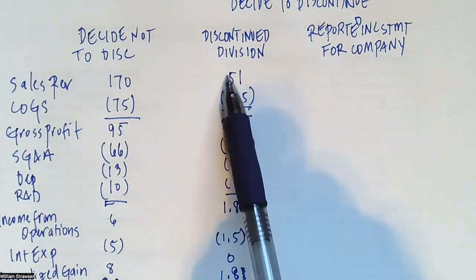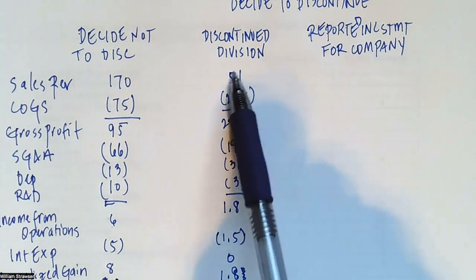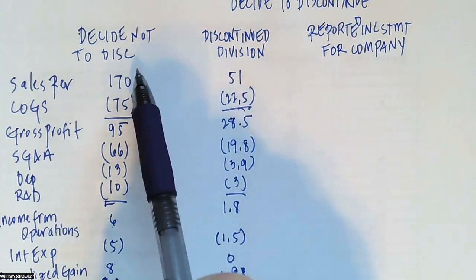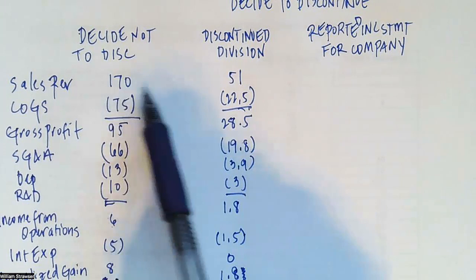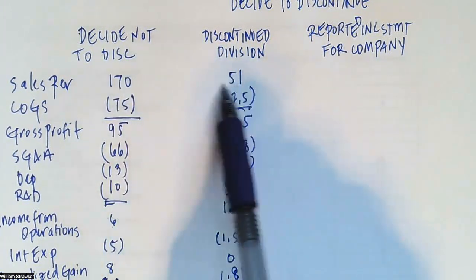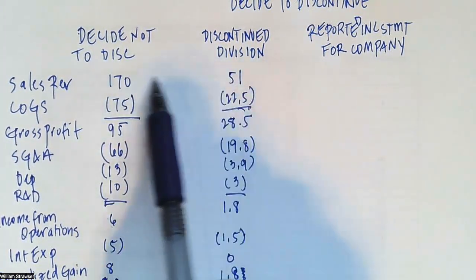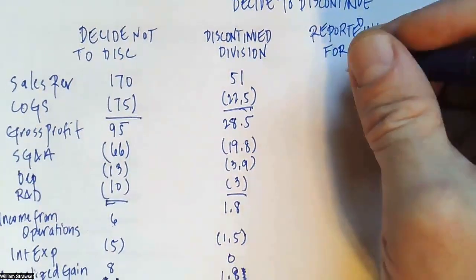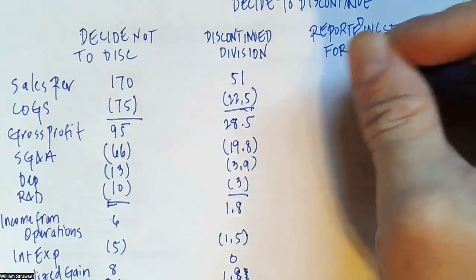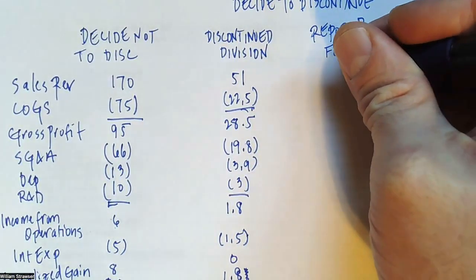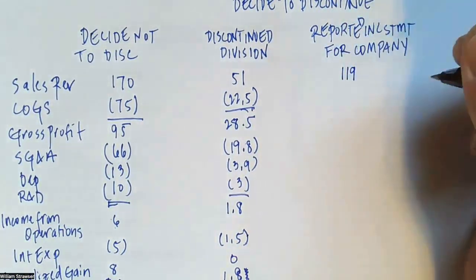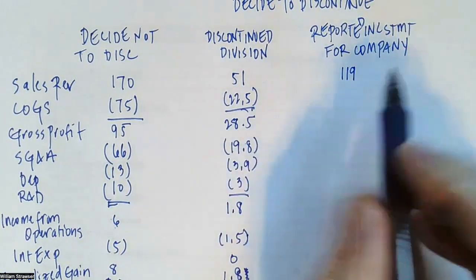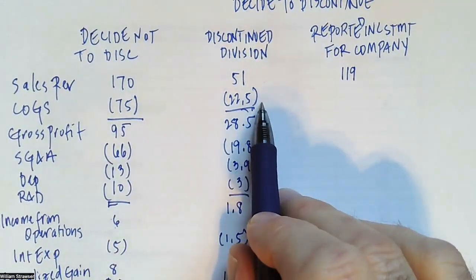Because if this is the amount of sales revenue that's due to the discontinued division, then with the decision not to discontinue, we just take the difference. The amount that's remaining of 170 after we subtract 51 is what the sales revenue for the ongoing operations of the company are, the continuing operations. So that difference is 119, and we just keep taking that down.